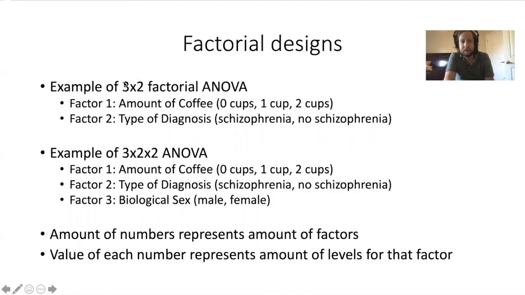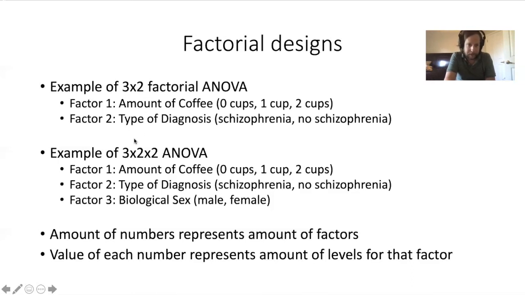So you see that there's 2 numbers right here. We also have 2 factors. There's factor 1 and there's factor 2. That is why we have 2 numbers here. And you see that this first number is 3. The reason this is the number 3 is because if you look at the first factor, amount of coffee, you see that it has 3 levels, 0, 1, and 2. That's why the number 3 is here. If you look at the second factor right here, which is number 2, it corresponds to type of diagnosis, which is composed of 2 levels. People that have schizophrenia compared to people that do not have schizophrenia. So a 3 by 2 factorial ANOVA has 2 factors. One has 3 levels, the other factor has 2 levels. So this is factorial nomenclature.